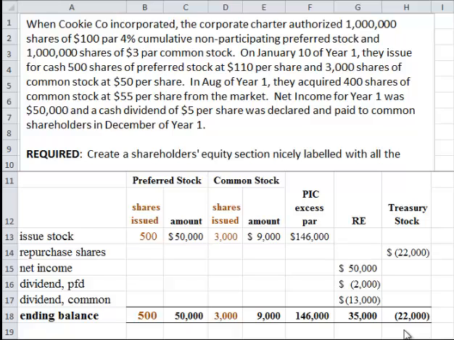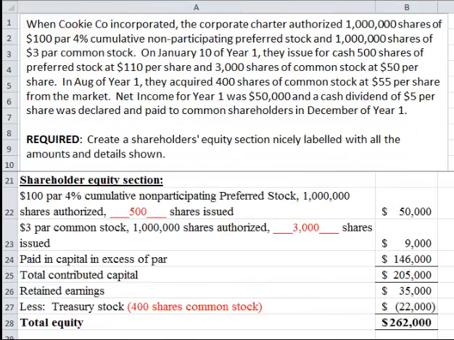And now I'm ready to present these in the formal equity section that would go on a balance sheet. So that would have all the various details, including the formal names of the shares. So let me show you what that would look like. So here's the formal balance sheet. It includes the full name of the preferred stock. It shows the number of shares authorized and the number of shares issued. And then of course here's the dollar amount.